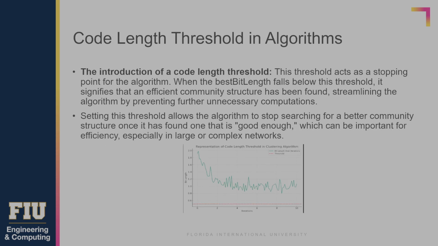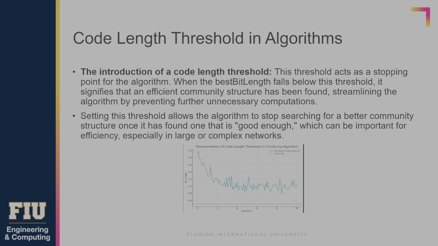Now I'm going to talk about the code length threshold in algorithms. The introduction of a code length threshold. This threshold acts as a stopping point for the algorithm when the best bit length falls below this threshold. It signifies that an efficient community structure has been found, streamlining the algorithm by preventing further unnecessary computation. Setting this threshold allows the algorithm to stop searching for a better community structure once it has found one that is good enough, which can be important for efficiency, especially in large or complex networks.